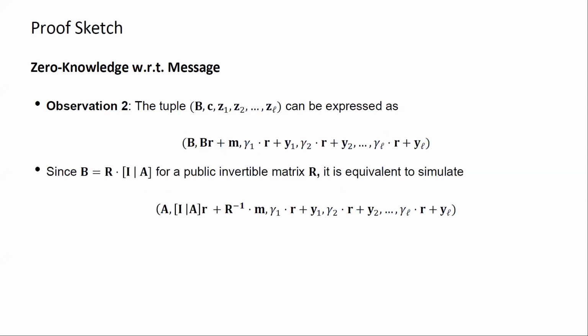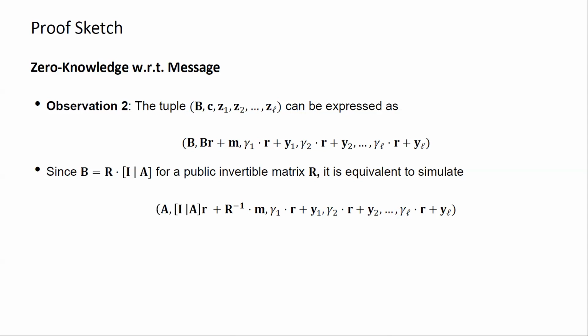And the second observation is that we list out the public and the remaining components and look into that. When we look into the tuple, the public key b and the remaining components c and z_i, we can re-express this tuple as the following. To make it clearer, we can use a different expression of b, like b equals R times A in combination.